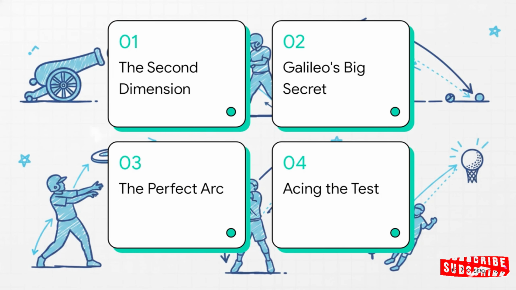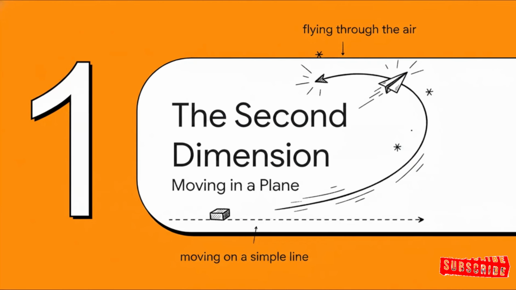Here's a quick look at our agenda for today. We'll start with entering the second dimension, move on to Galileo's big secret, then following the perfect arc, and finally, acing the projectile test. And trust me, you'll definitely want to stick around for that final section to get those test answers. All right, let's kick things off with Section 1, entering the second dimension.